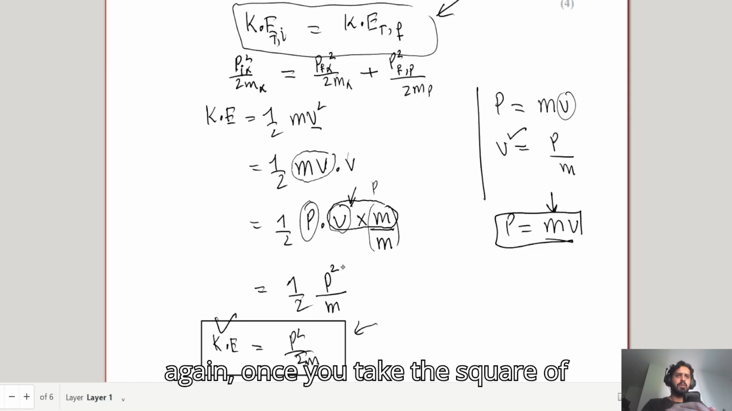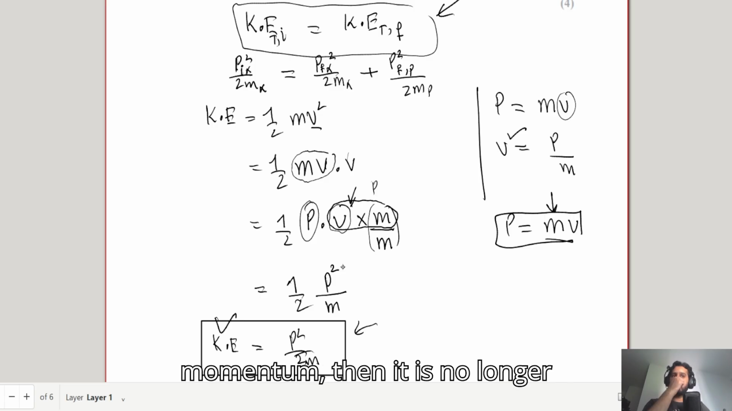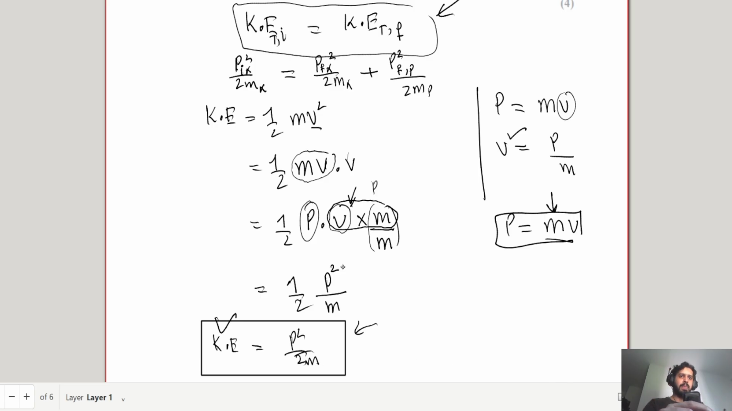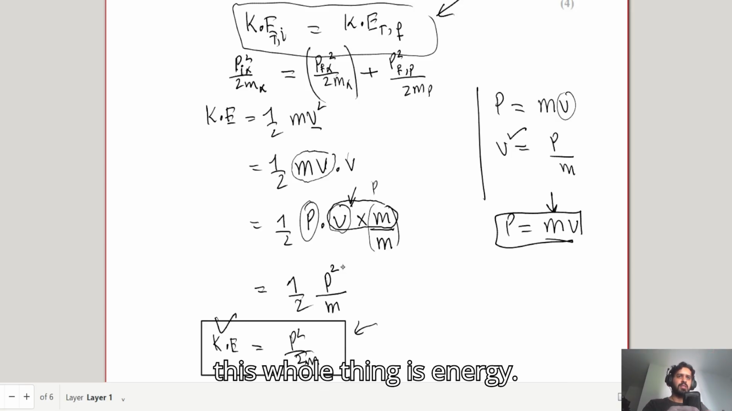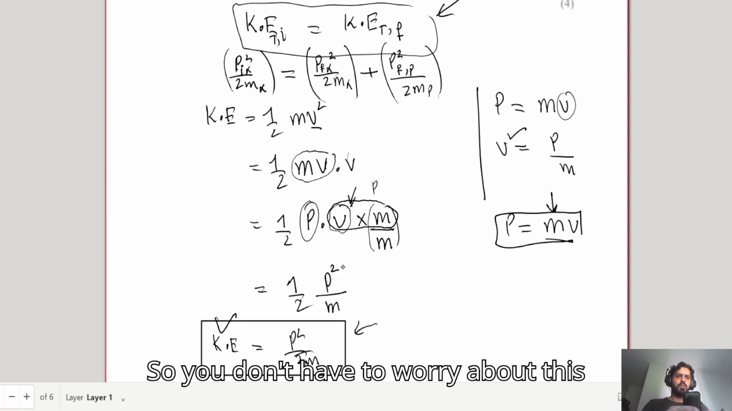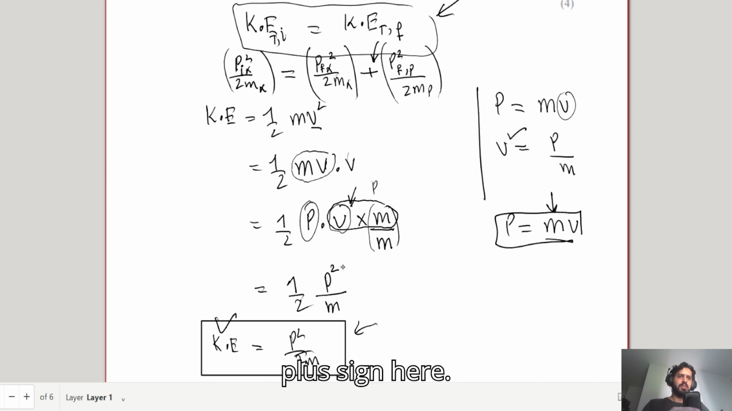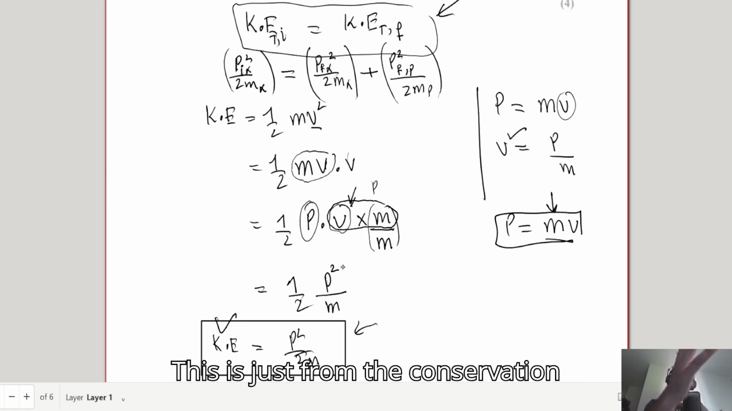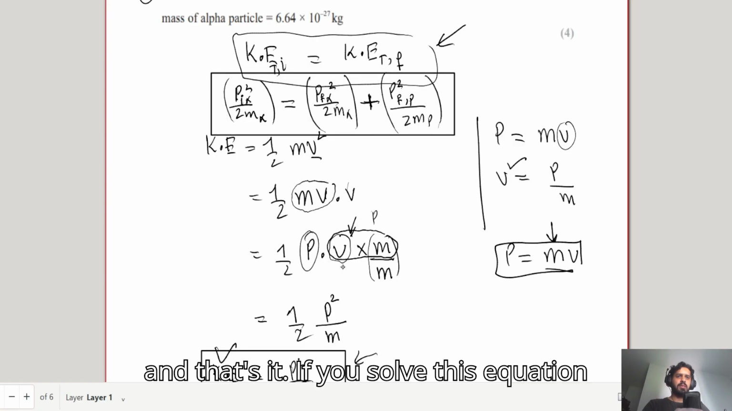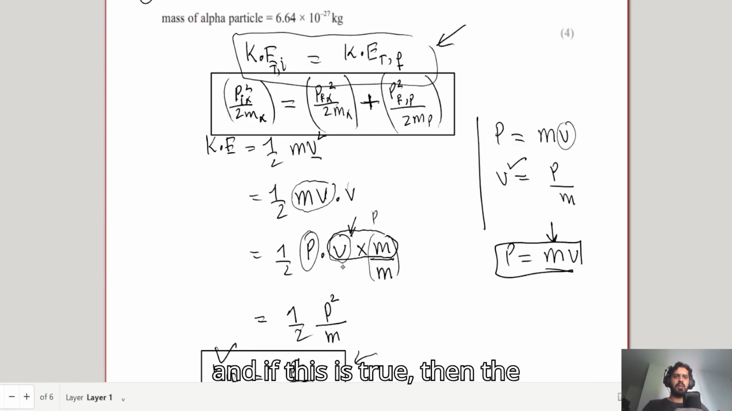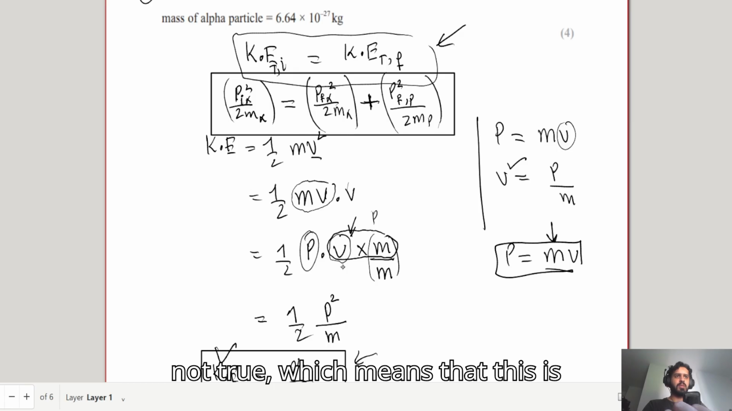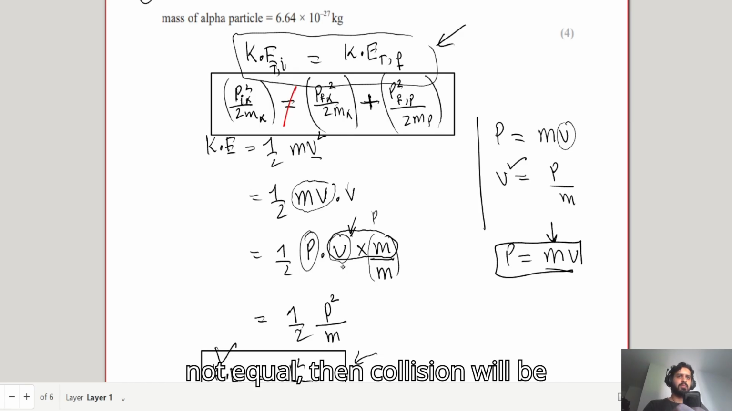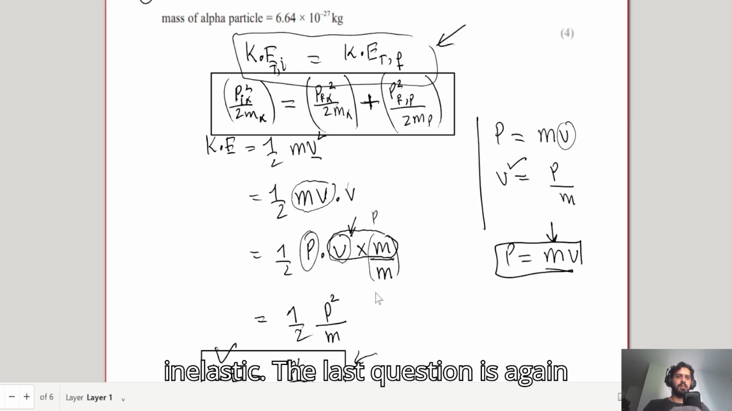And again, once you take the square of momentum, then it is no longer a vector, it is just a scalar, right? So this whole thing is energy. So you don't have to worry about this plus sign here. This is just from the conservation equation. And that's it. If you solve this equation, and if this is true, then the collision will be elastic. And if this is not true, which means that this is not equal, then collision will be inelastic.